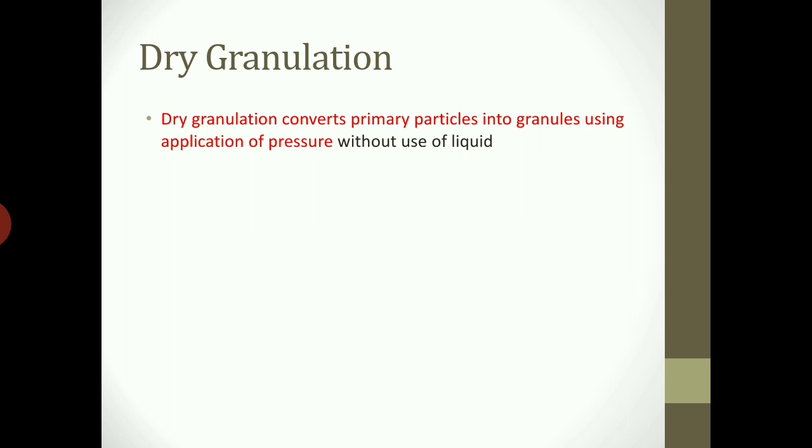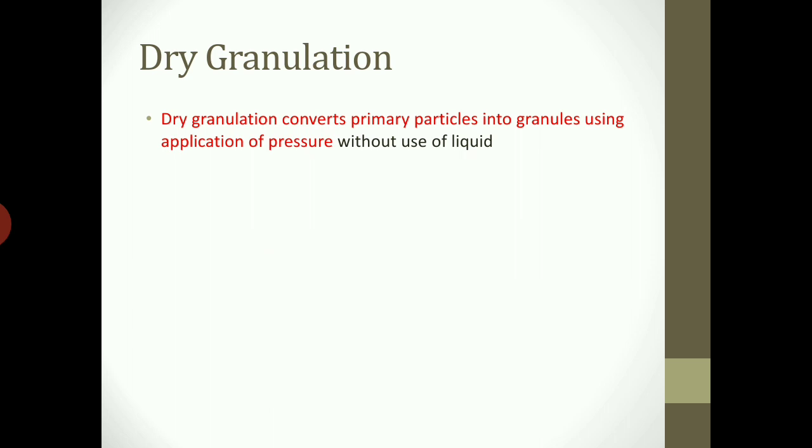So I am again repeating the steps involved. First is weighing, next is sieving, next to that is blending, next to that is compaction, that means formation of the slug or ribbon. Next to that is again sieving for size reduction. Next to that is blending for addition of the extragranular material, and the last one is compression.